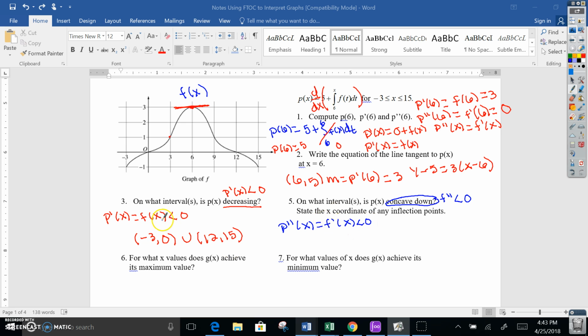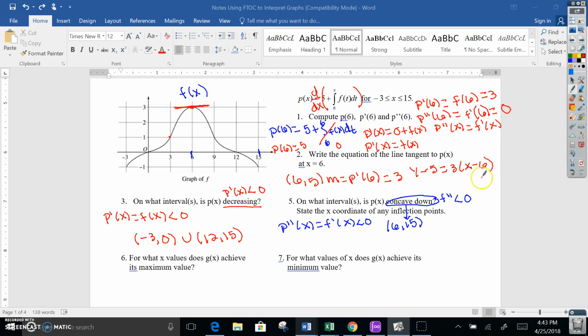So these were y values. This is going to refer to slope. And of course, that's when the function is going down. So we're going to start going down at x equals 6 all the way to x equals 15. So 6 to 15 is the answer for the concave down part.